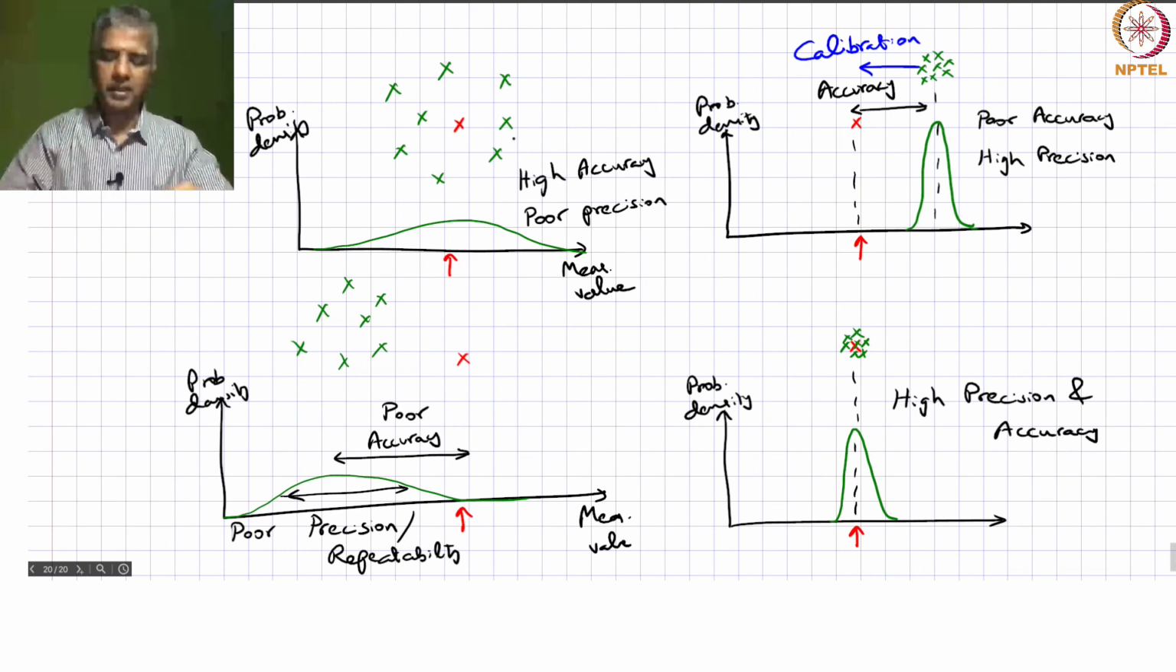So obviously in a case like this, if you take a statistical mean, that would converge at the target value. Okay, so poor precision would have to be dealt with by taking many more measurements than what you plan to do.